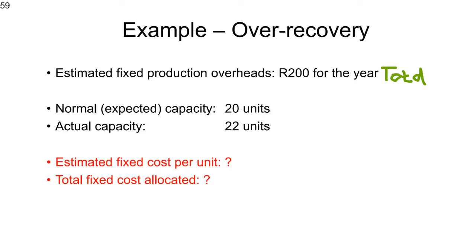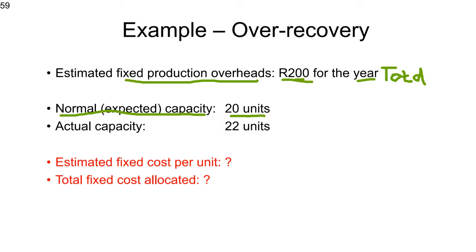So let's read it again. We've got estimated fixed production overheads of 200 Rand per year. It's the total for the year, right? Cool. Now we're told that the normal capacity is 20 units. That's our best estimate of what we plan to produce.